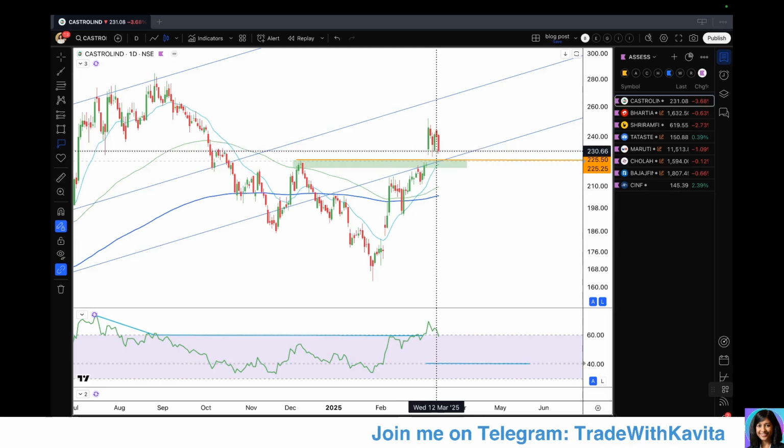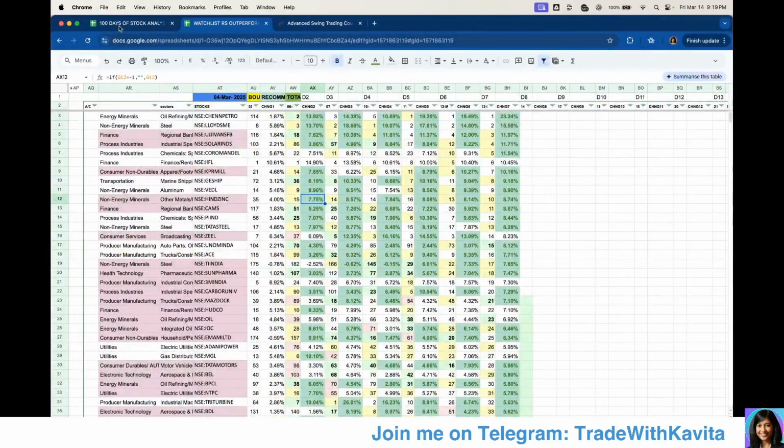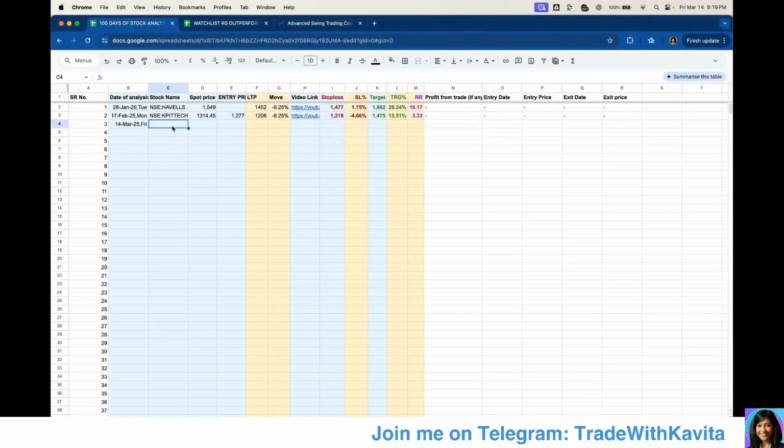So where we're doing the analysis, let's mark it with the price label. This entry point is around 225.5. So we will enter the name of the stock here, NSE Castrol India.